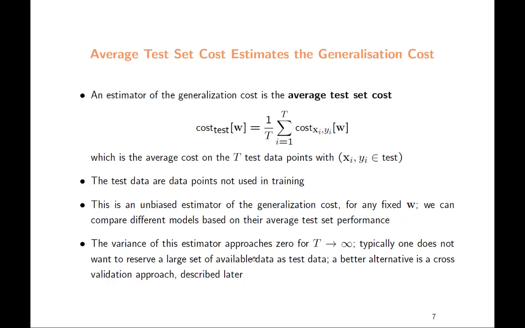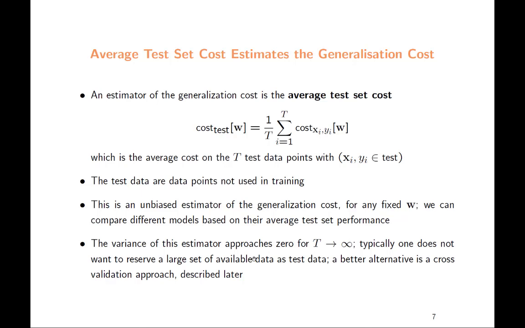An estimator of the generalization cost is the average test set cost. So what are these test data? Test data are data we have available from the particular application, but these are data points we do not use in training. So we reserve them, don't touch them, and leave them to evaluate the model.